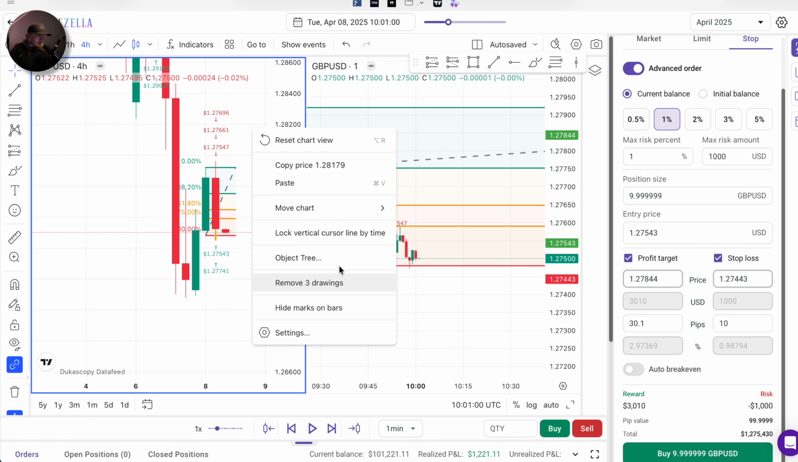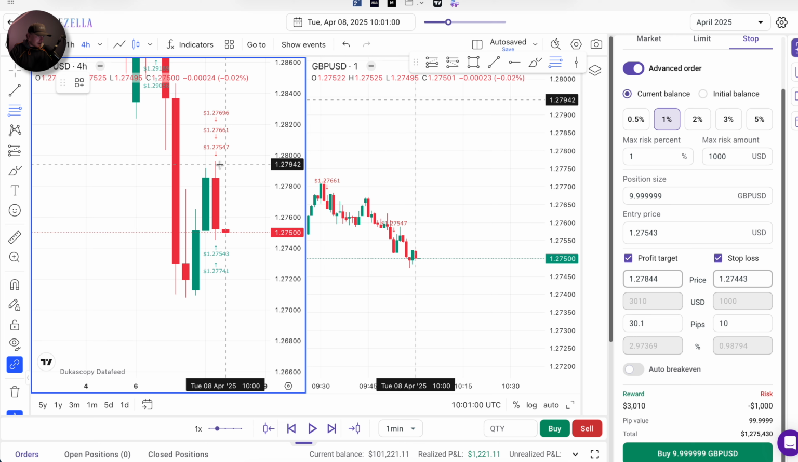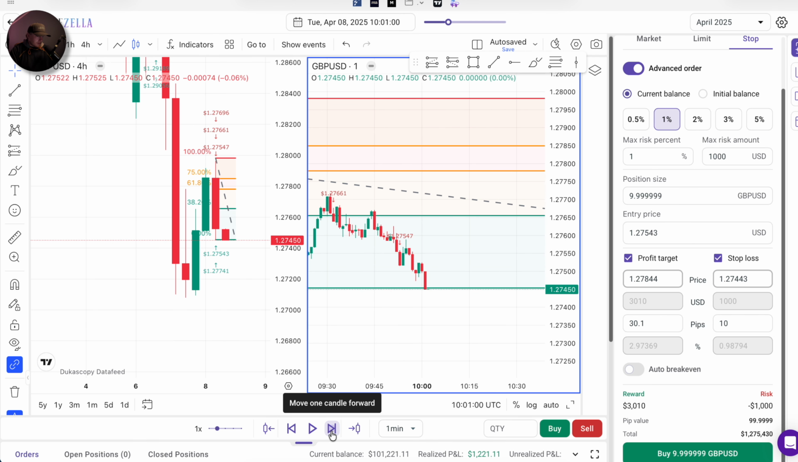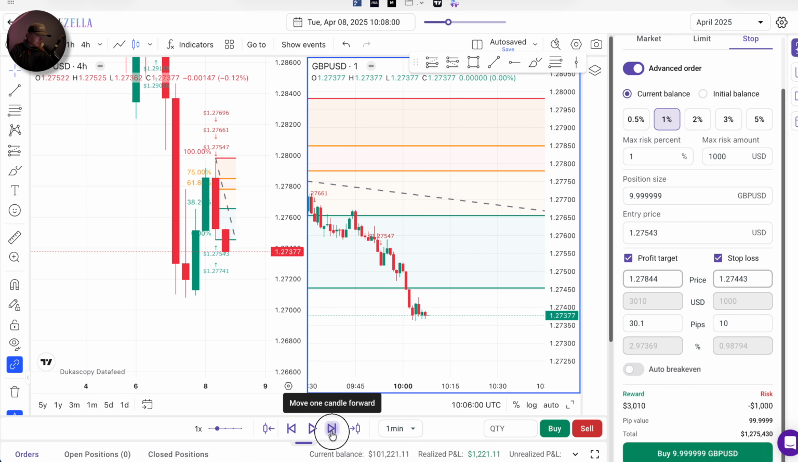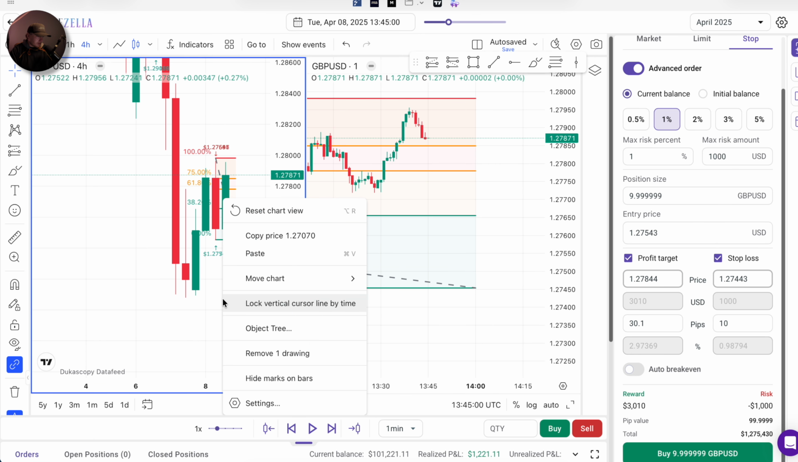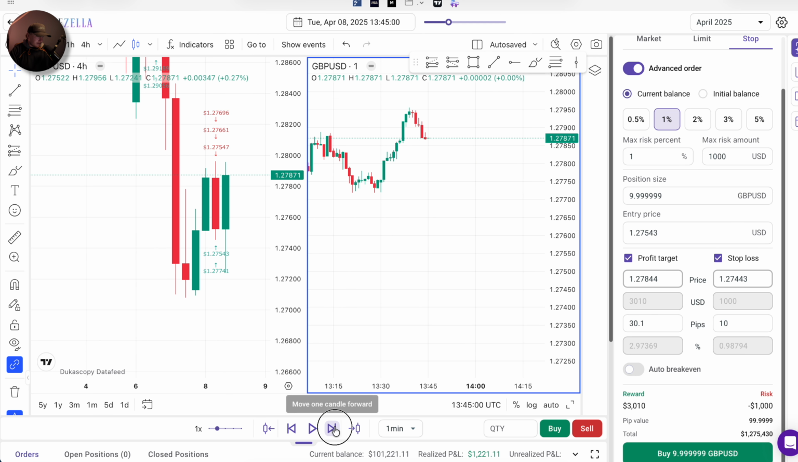Right, let's remove drawings and let's see what we've got. We've got this bearish candle. We end up breaking out, so no trade. So now we go to the start of New York. Remove drawings, skip through.